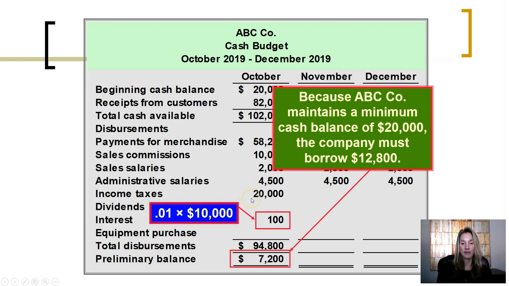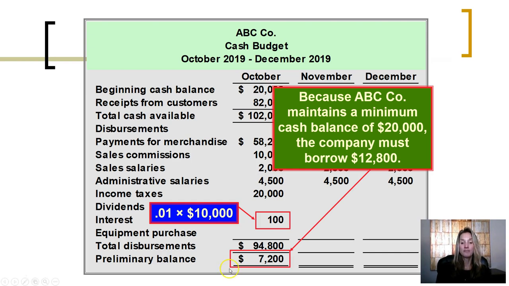Income taxes that we have to pay from an income tax liability from prior quarter. We also have to pay interest of 1% on any outstanding loan. Our outstanding loan at the beginning of October was $10,000. We budget to have to spend $100, bringing total cash disbursements of $94,800. We expect to have cash available of $102,000, spend cash of $94,800. We expect to have $7,200 of cash available at the end of October.